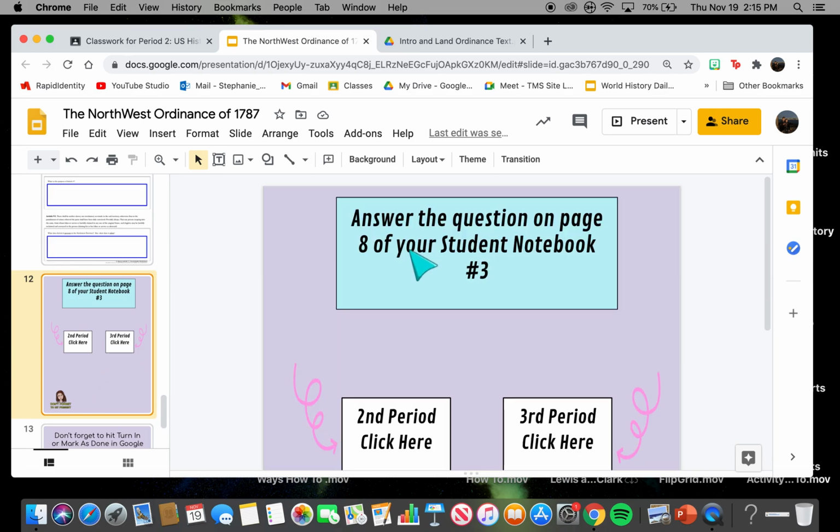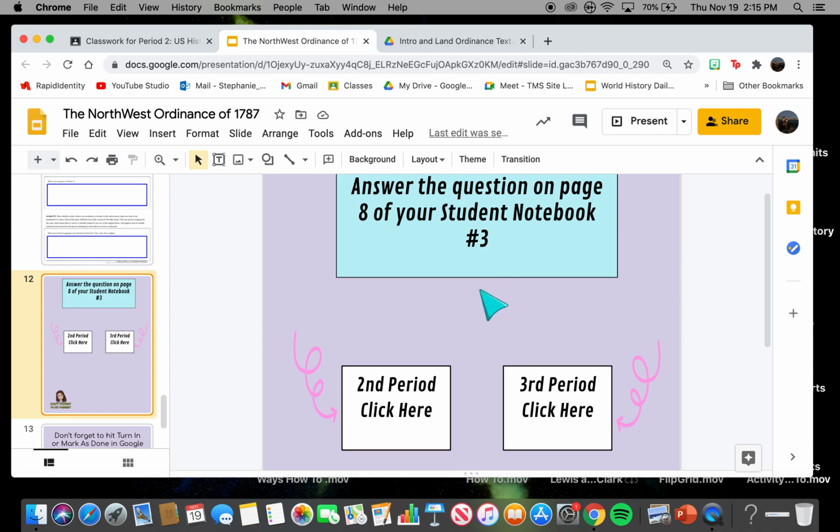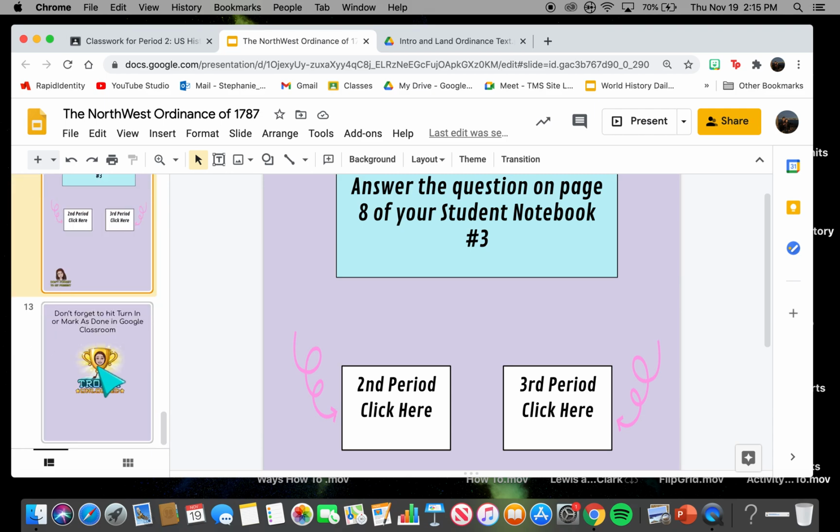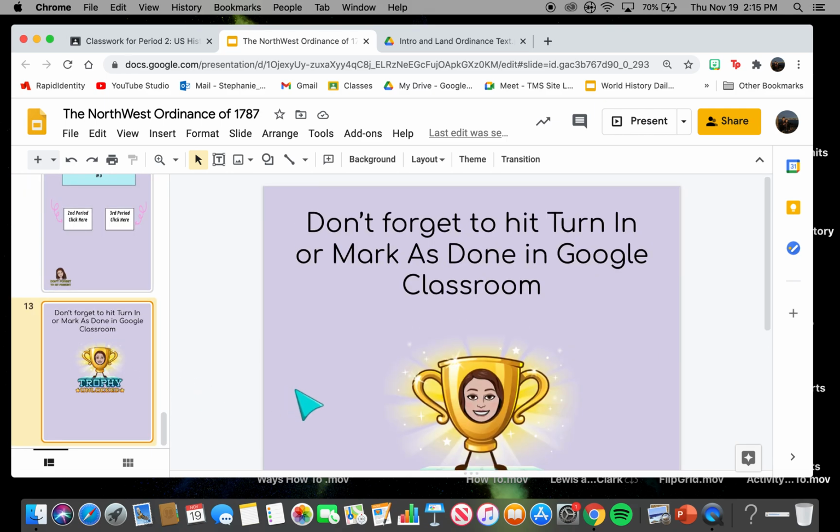So after that, you're going to do page 8 in your student notebook. So you're going to click on your period, open your student notebook, do that page. The question will relate to this assignment, so you will have to go back to this assignment. And then after that, you're done with this assignment. So just don't forget to hit turn in or mark as done in Google Classroom.